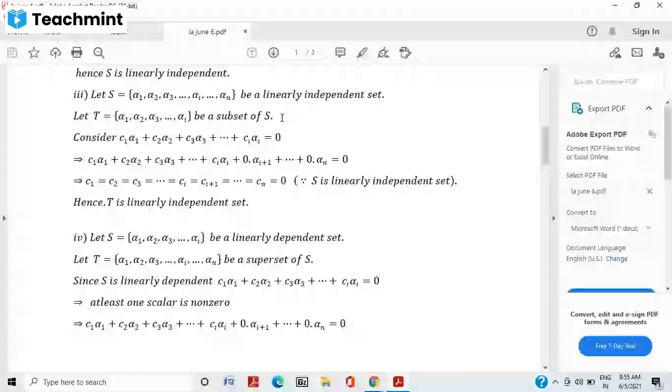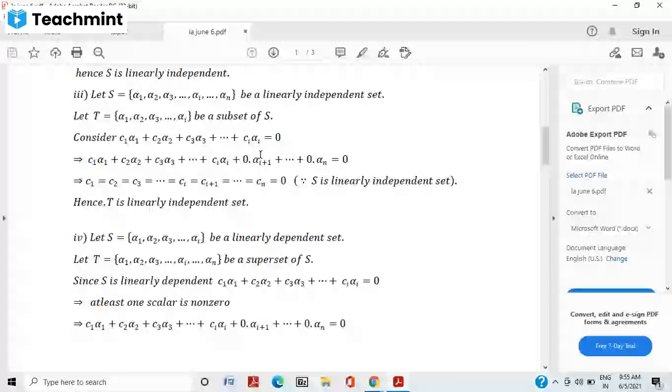For that, we should consider the expression C1 alpha 1 plus C2 alpha 2 plus C3 alpha 3 plus etc., Ci alpha I equal to 0. That means C1 alpha 1 plus C2 alpha 2 plus etc., Ci alpha I. Here, T doesn't have the elements alpha I plus 1 to alpha n; T doesn't have more elements than alpha I. That means all those scalars, what should they be? We can write them as 0.